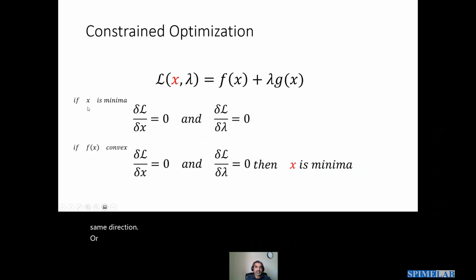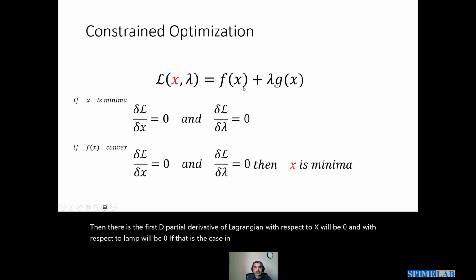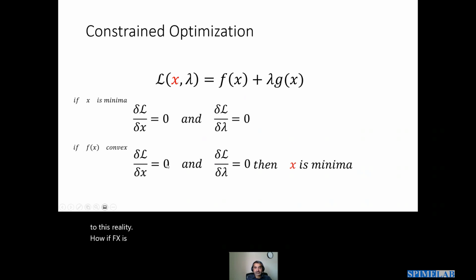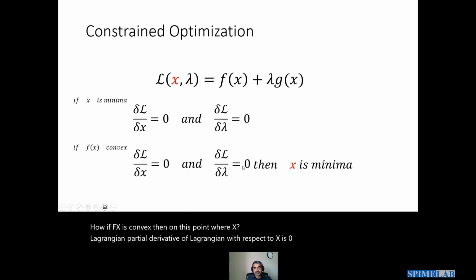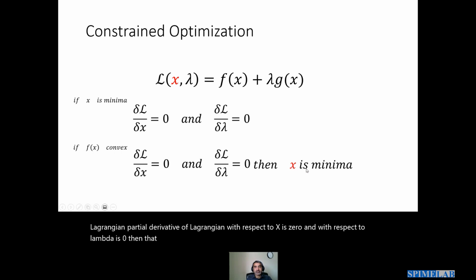Or we can also say if x is minima, then the partial derivative of the Lagrangian with respect to x will be 0, and with respect to lambda will be 0. If that is the case, and fx is convex, then it kind of loops back to this reality. How? If fx is convex, then on this point where the partial derivative of the Lagrangian with respect to x is 0 and with respect to lambda is 0, that particular point x will be minimum. But the condition is that fx is convex.